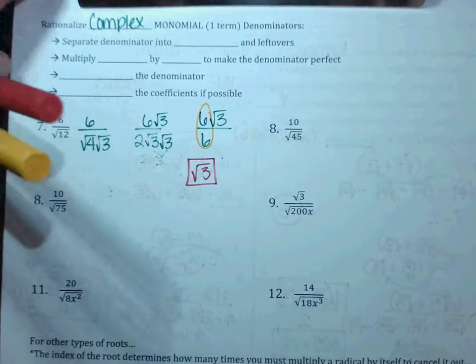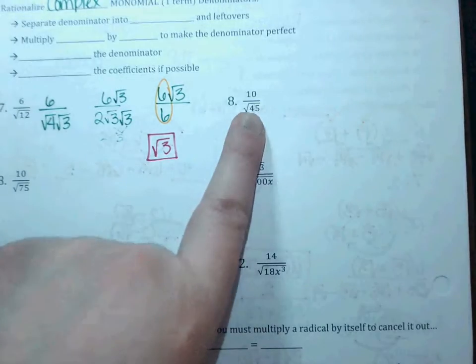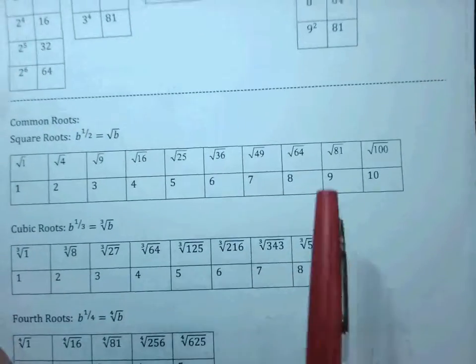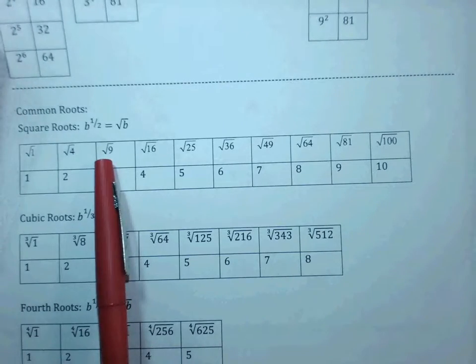Okay, let's do number 8 right next to it. 45 has a perfect square in it. So look at your list. Okay, I'll put mine up here. 45 is my number. Okay, what can it divide by? 9. 9 times what? 9 times 5.